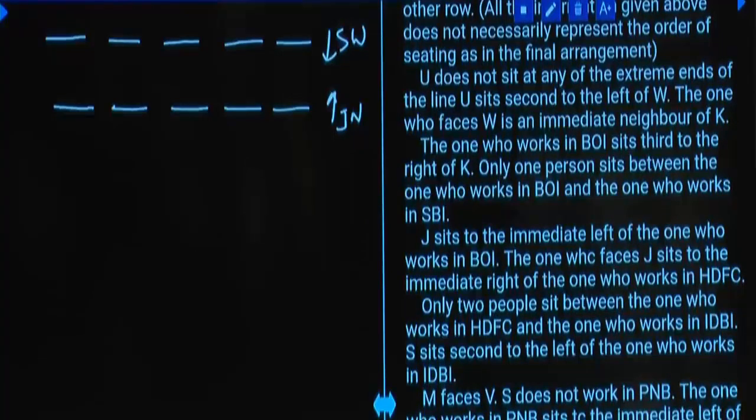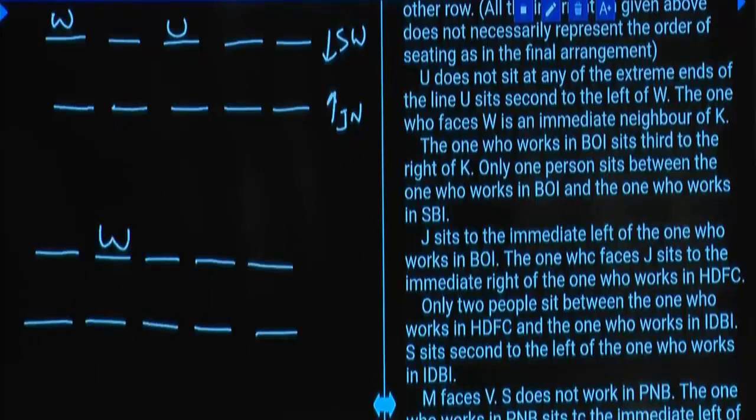U sits second to the left of W. If W is here, 1, 2, and U sits second to the left of W, U can be here. That is one possibility. Then what is the second possibility? 1, 2, 3, 4, 5. If W is here, then U will be here. The third possibility is not possible because U does not sit at any of the extreme ends of the line.